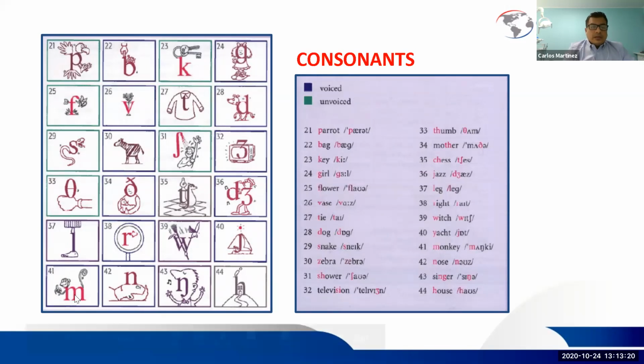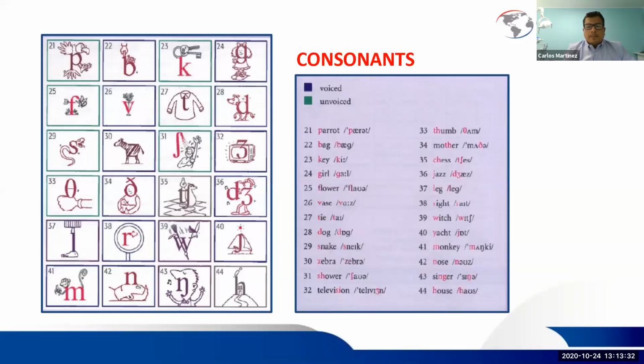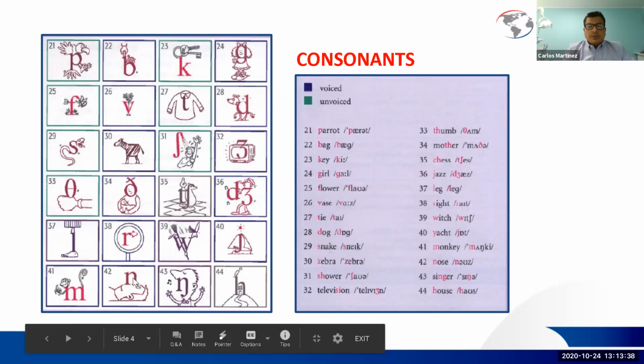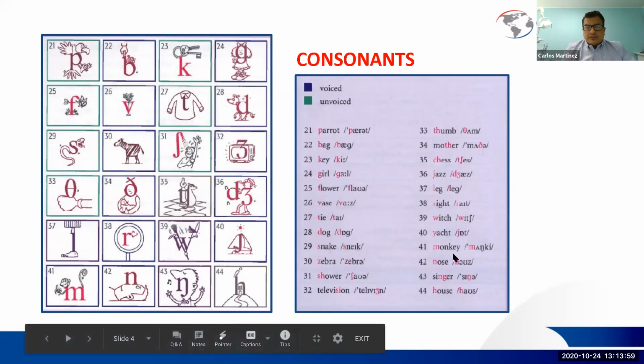Then we have the phonetic symbol for the phoneme m. Now, with these two, the difference is the mouth. In one, the mouth is closed, like monkey. Whereas in the second one, the mouth is open, nose. It's impossible to say nose with the mouth closed. So it's open mouth, nose. Monkey, nose. So the difference between the M and the N is basically the open mouth, but again, vibration.